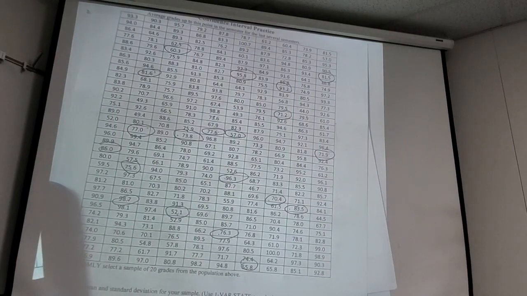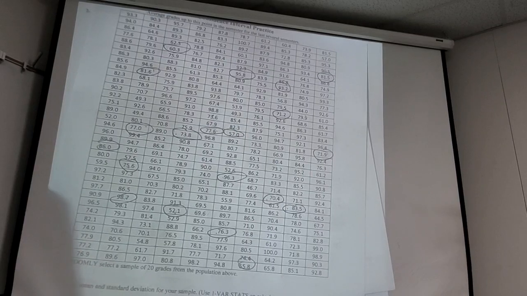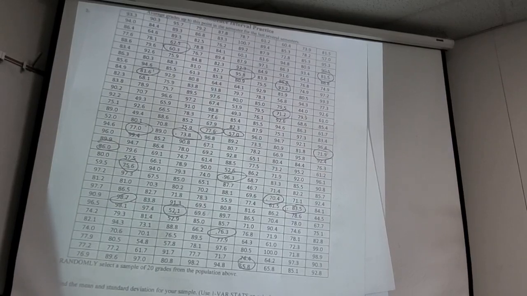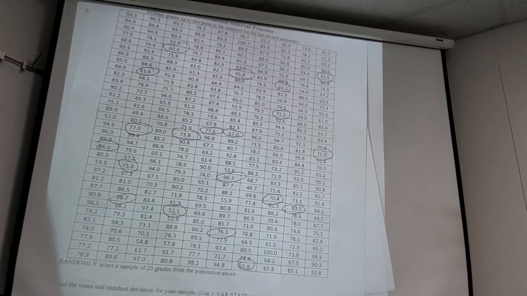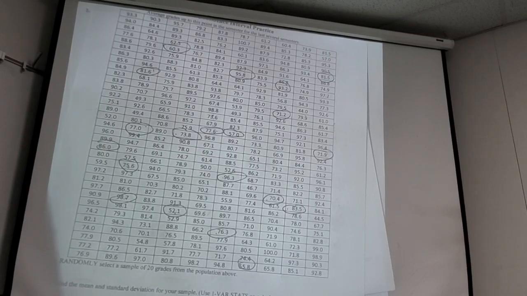Once you've got your 20, yeah, we can do this. All right, it's not that bad. Once you've got your 20, go ahead and put them into list 1. If you find your grade, you're not beholden to tell us what it is.